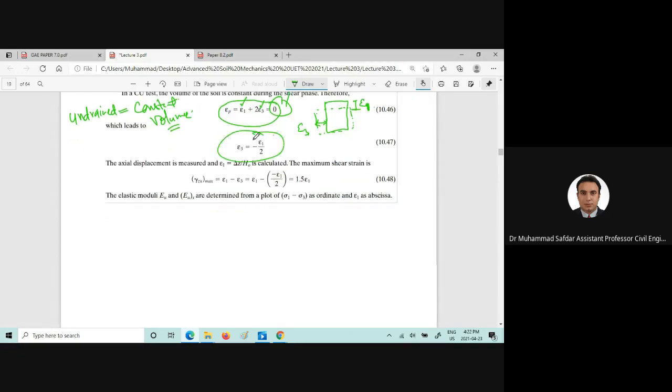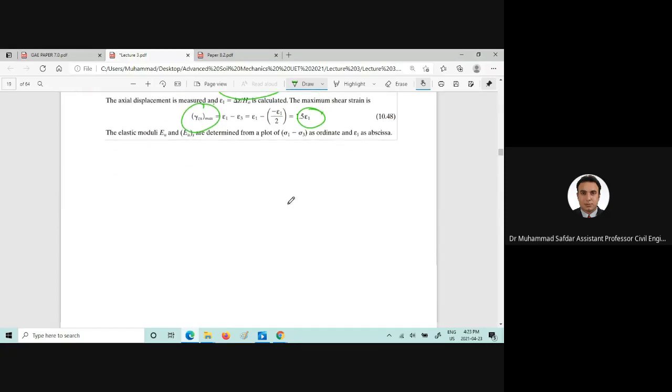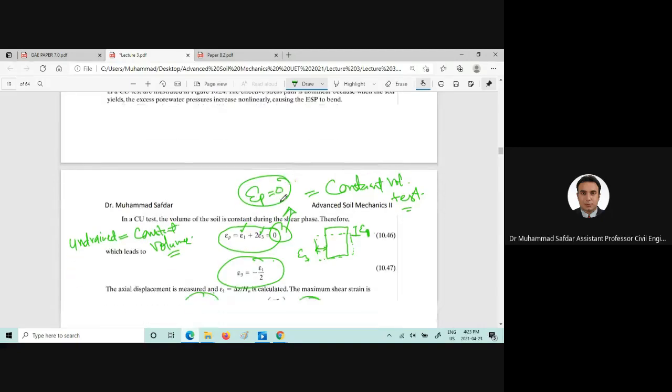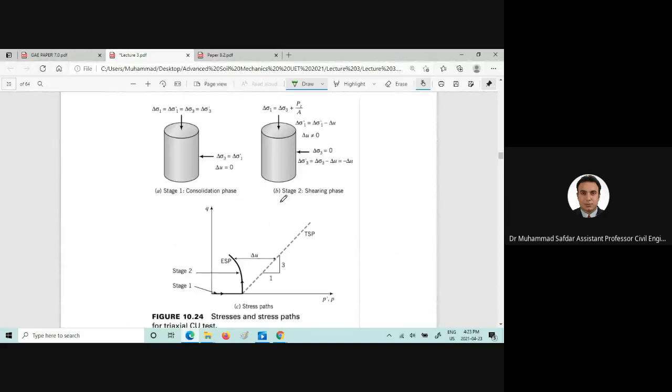Similarly, if you want to find out the radial strains and the shear strains, we can find out using these equations, which will be used in solving the examples, numericals, and problems. Again, the elastic moduli for undrained condition can also be found out from the stress strain curves. The schematic: in the consolidation stage, we will apply sigma 3, and the pore water pressure would be equal to 0 because it's the consolidation stage, and that is drained.